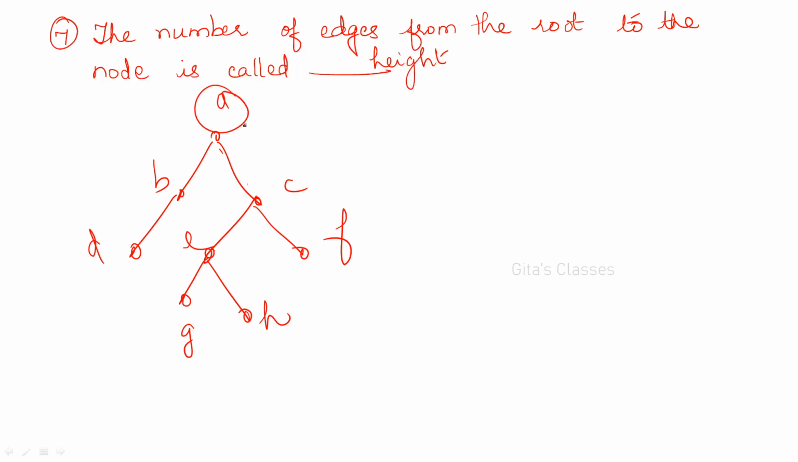Height of H from the root. This is the root of the tree. From the root, how many edges you have to travel? If height of H, 1, 2, 3. Height of G is also 3 and so on. And the maximum height is always called the depth of the tree.